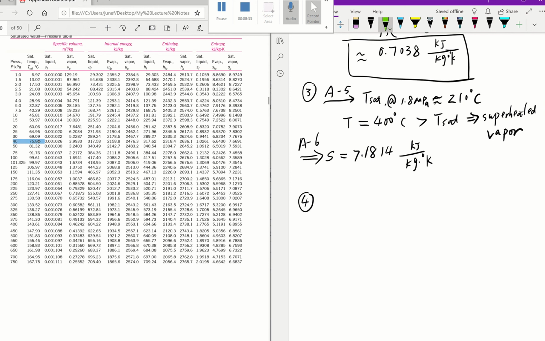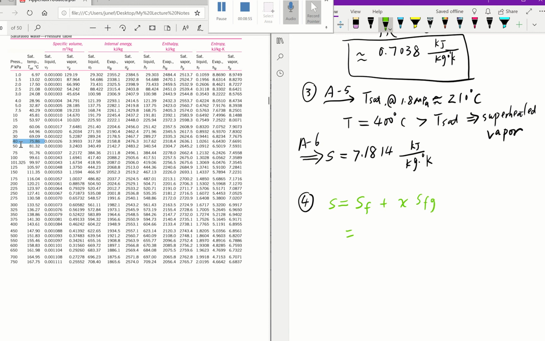Then how do we find our S based on the quality? We're going to write down our formula. It's the same thing we used to find other intensive properties before, like internal energy, enthalpy, etc. So S will be the same logic. So it's S equals Sf plus x Sfg.